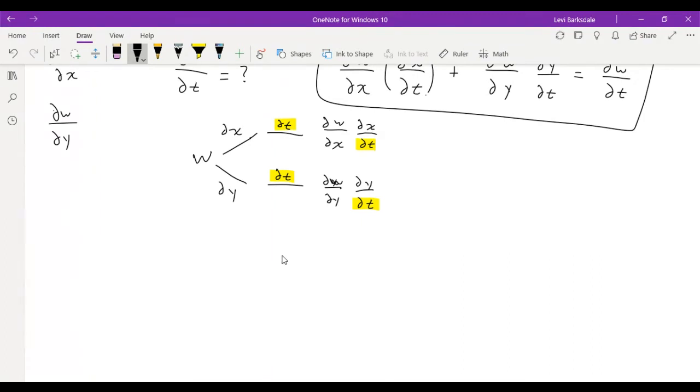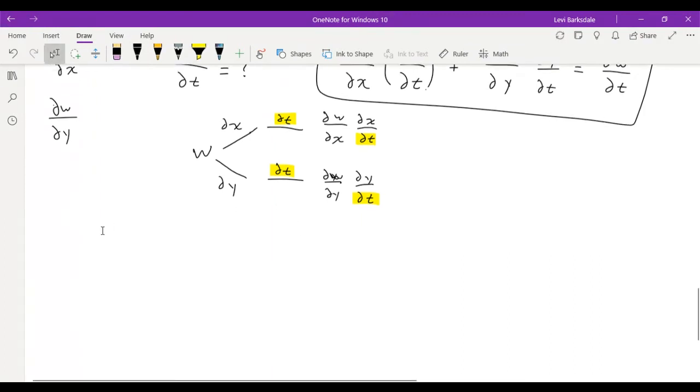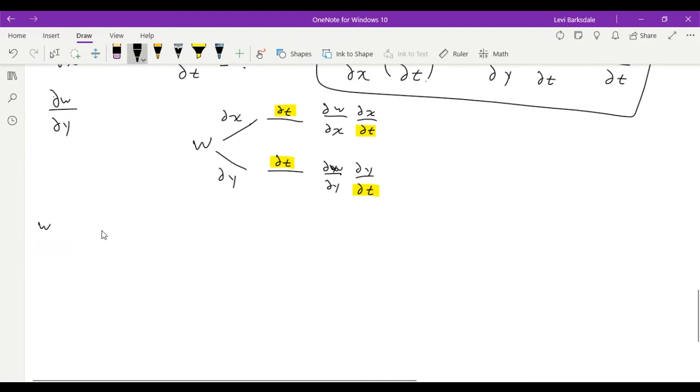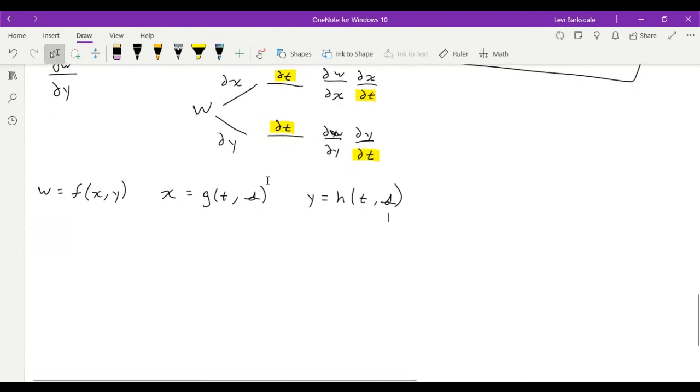It can get a bit more complicated. So, for example, if we still keep our w is equal to f of x and y, then instead x is a function of two variables, t and s, and y is then a function of two variables as well, also t and s. Well, then we still need a way to calculate the derivative of w with respect to t, or with respect to s. Again, a tree diagram can be helpful.